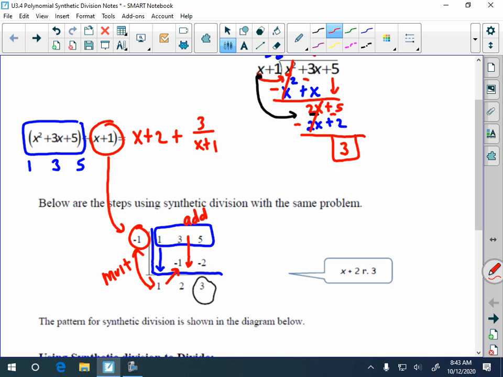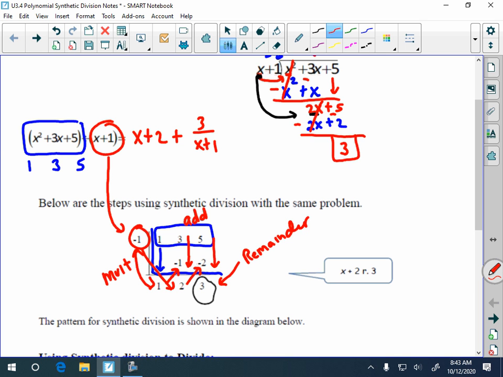So then we repeat the process over again. We multiply the outside number, negative 1 times 2, and we carry that number up. So that gives us negative 2. And then again, we add down. So 5 plus negative 2 is 3. And this 3 right here, I just circle it, but this is my remainder.